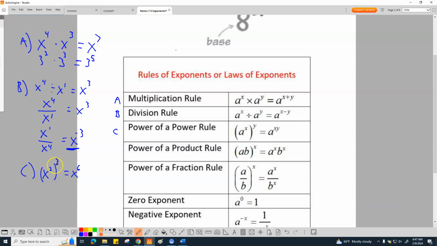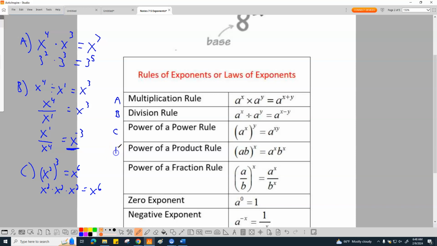Why? Because let's think about it. This is saying we want you to do x squared, but do it 3 times. X squared times x squared times x squared is equal to x to the 6th. So that's why this comes from there. Make sense? I think so.